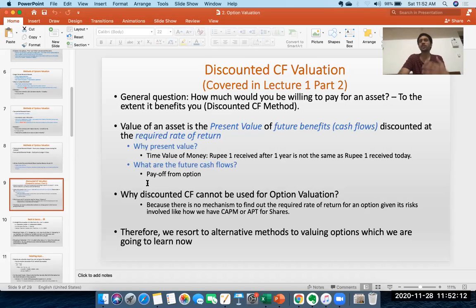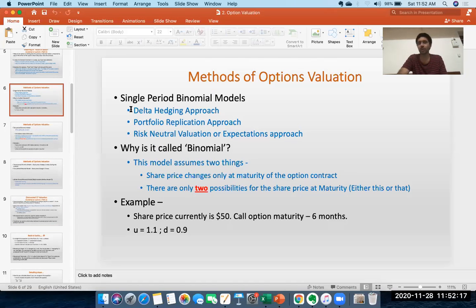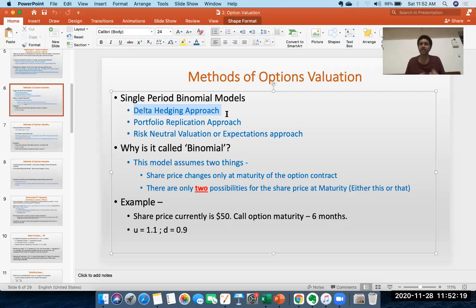Okay, and therefore we resorted to alternative methods, and those alternative methods were nothing but what we saw over here. Under the delta hedging approach, we created a risk-free portfolio and then valued the option. Under portfolio replication, we said that the call option can be replicated by a certain portfolio, and the price of that portfolio is the price of the call option or a put option. Now we are moving to risk neutral valuation. Risk neutral valuation actually applies the discounted cash flow technique, but then it makes one additional assumption, and that assumption is with regard to the discount rate that needs to be used.